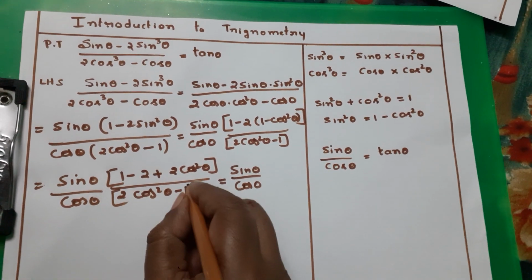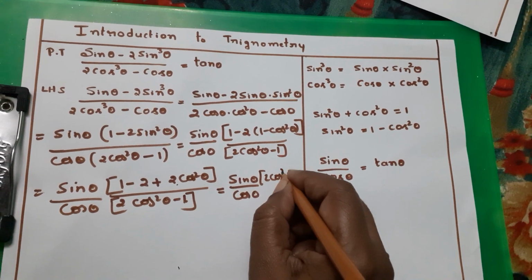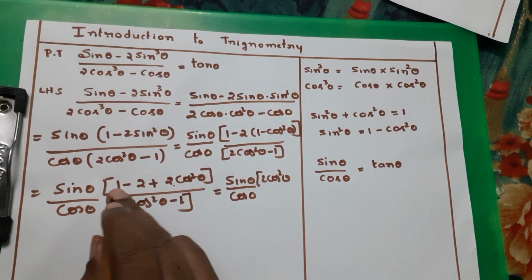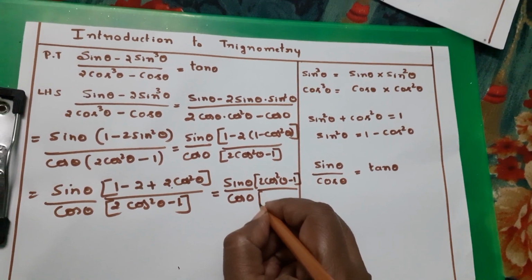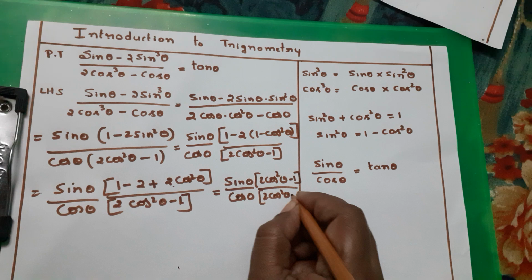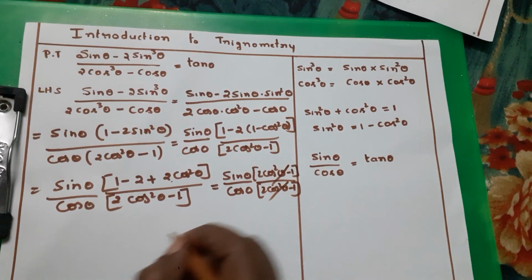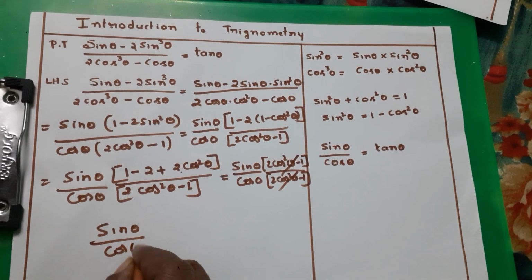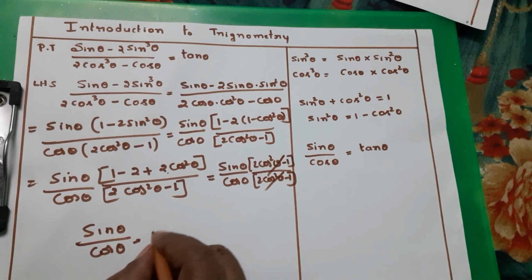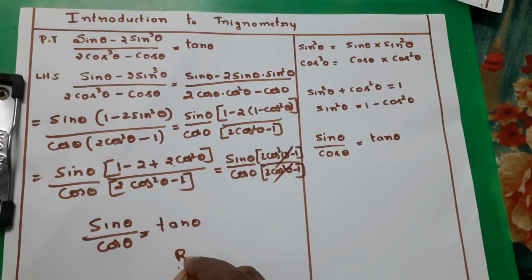Put a bracket here. So 2 cos square theta minus 2 1, that is minus 1, divided by 2 cos square theta minus 1. So you can cancel it. You are left with sin theta divided by cos theta. You know that is equal to tan theta, which is equal to RHS.